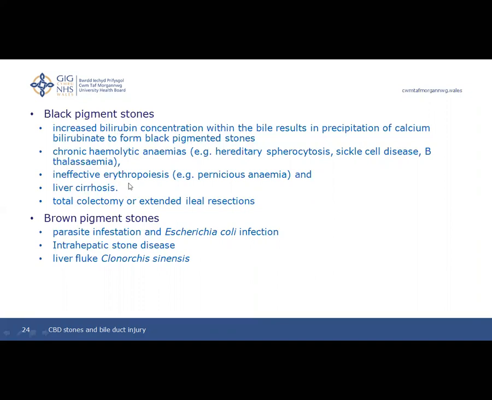Coming on to the next one, the brown pigment stone. The brown pigmented stones are mostly due to parasitic infestation and E. coli infection. It can cause a pigment stone either in the common bile duct, or in the intrahepatic region, causing intrahepatic stone formation, especially when there is liver fluke or Clonorchis sinensis.